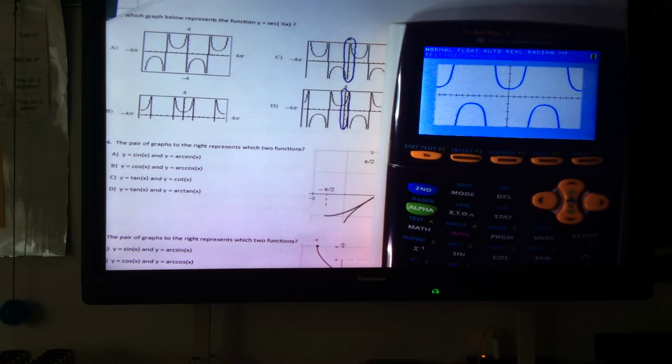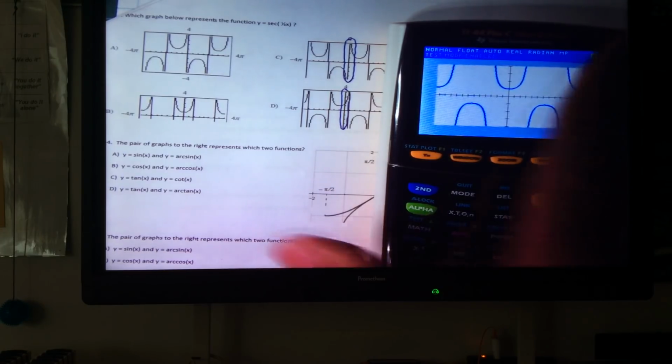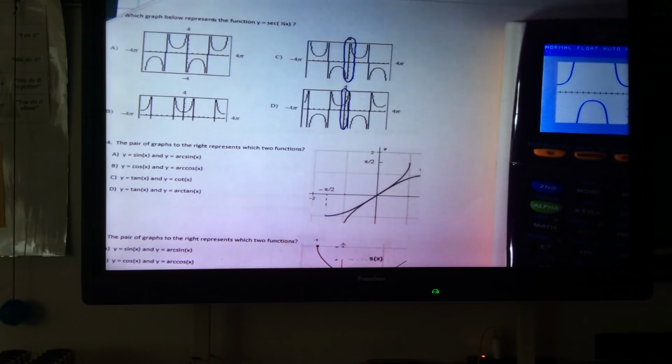Now for number 24, just put them in the calculator and see which two graphs look like that. And same thing with 25. Arc means it's going to be inverse. Okay, so this one says COT. So then I would do 1. Which one? C, it says COT. So you're going to put in tan of x and then 1 over tan of x. Cotangent is 1 over tan.